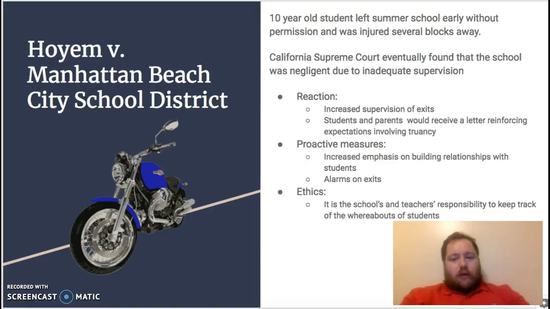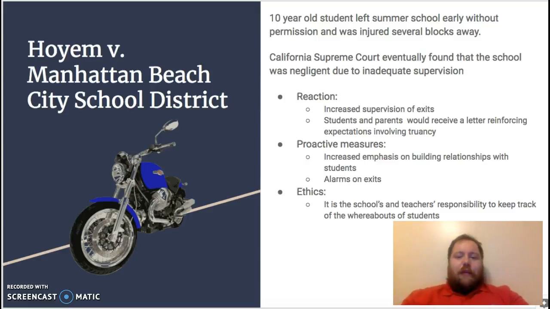It went to court and eventually made its way to the California Supreme Court, which found that the school was negligent because of inadequate supervision. The reaction in my school would be increased supervision of exits by security, administration, and teachers, and student parents would probably receive a letter reinforcing the expectations for truancy, reinforcing that we don't leave school without permission.